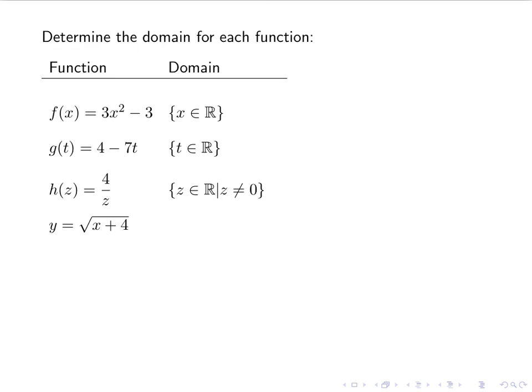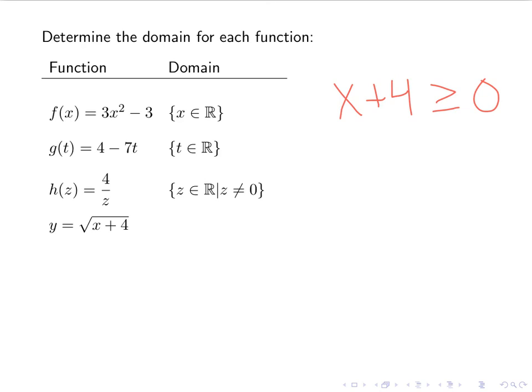Okay, so for our next function, y equals the square root of x plus 4. So now we have a square root, and that's going to be our problem. We cannot take the square root of a negative, so that tells me that what's inside my square root, which is x plus 4, has to be either positive or equal to 0, right? I can take the square root of 0, that's perfectly fine. So x plus 4 has to be greater than or equal to 0.